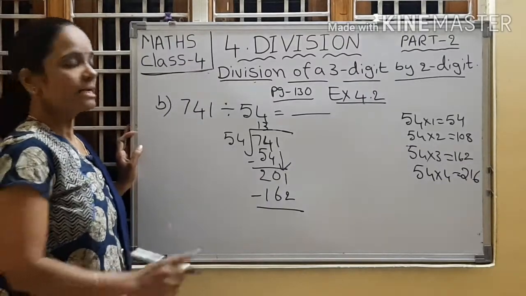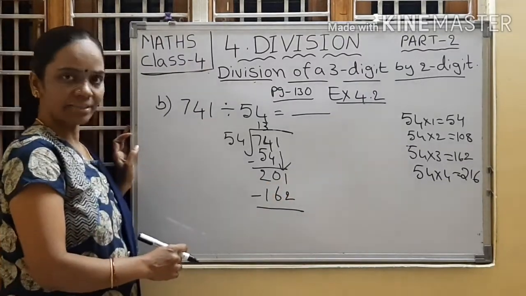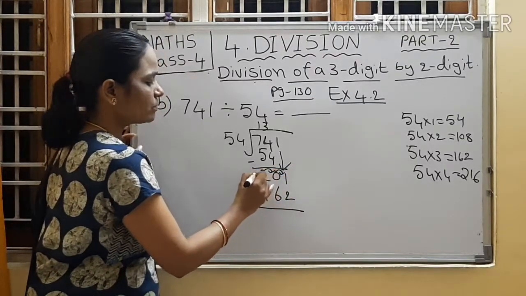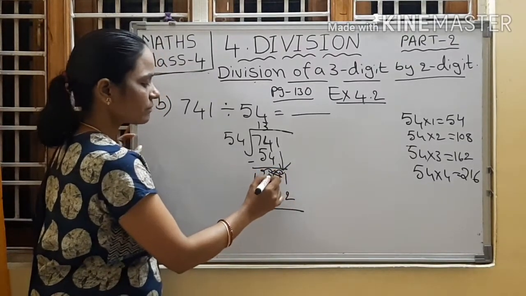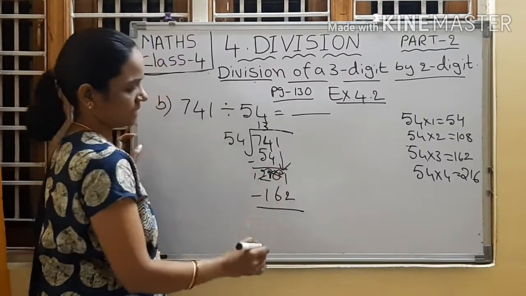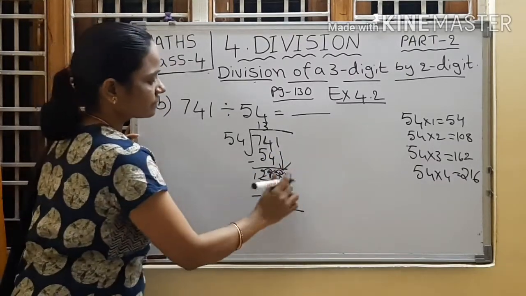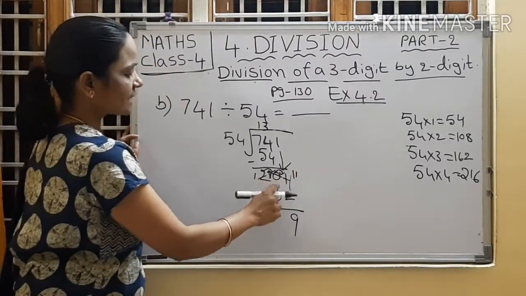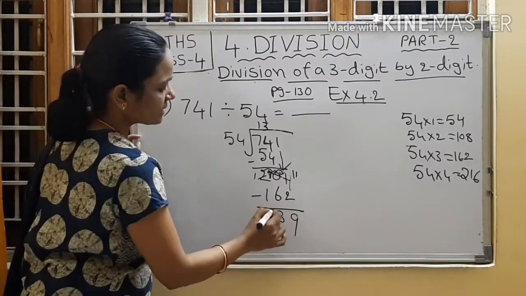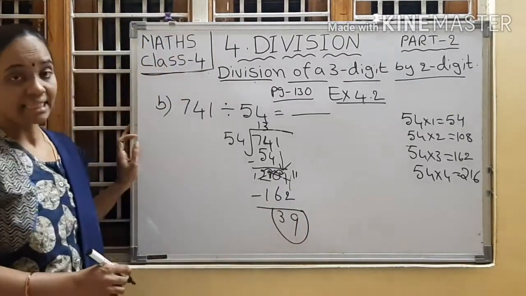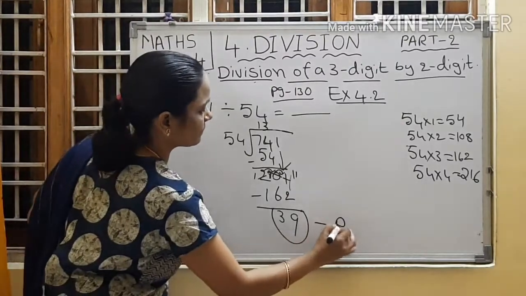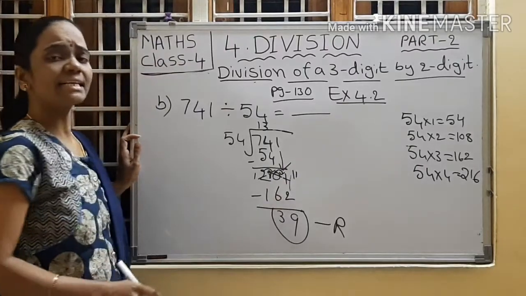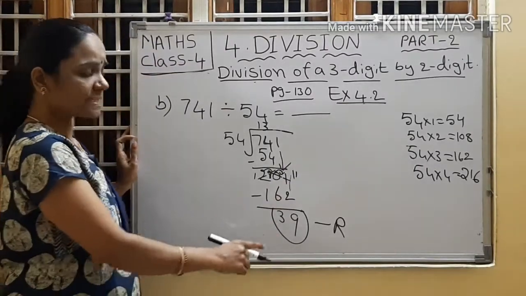Now take subtraction. 1 minus 2, how much, children? Can we? No. So borrow from this 0: 2 becomes 1, 0 becomes 10 and after that it becomes 9, 1 becomes 11. 11 minus 2 is 9. 9 minus 6 is 3. 1 minus 1 is 0. So 39. 39 is the remainder. Understood, children? 201 minus 162, how much? 39. So what is the remainder?